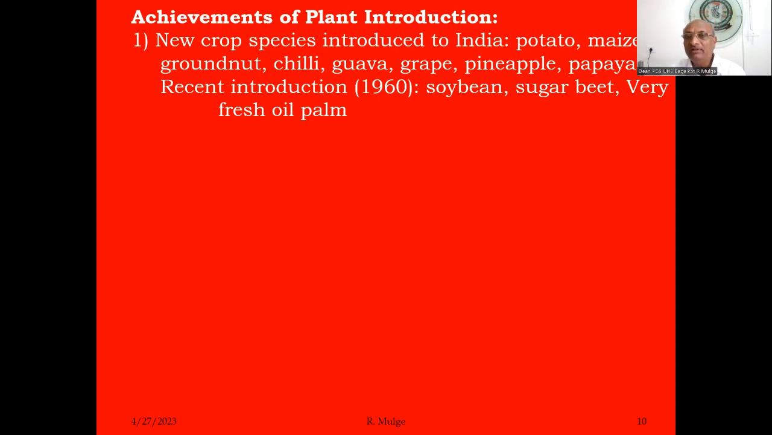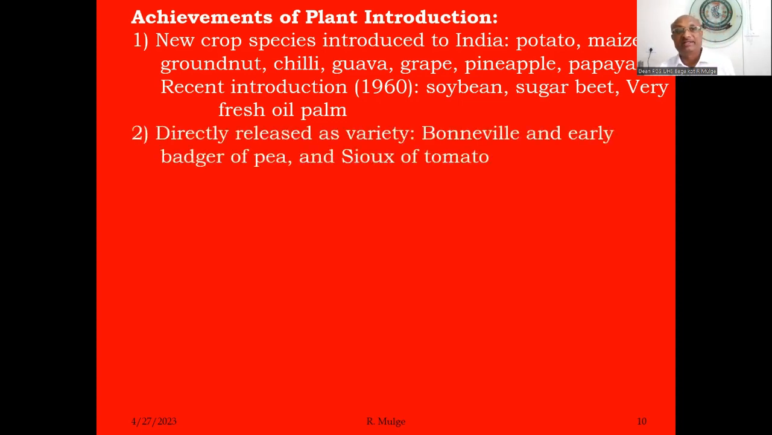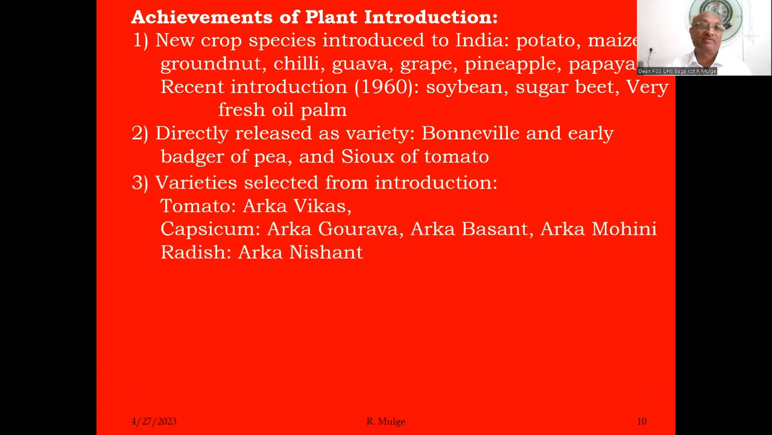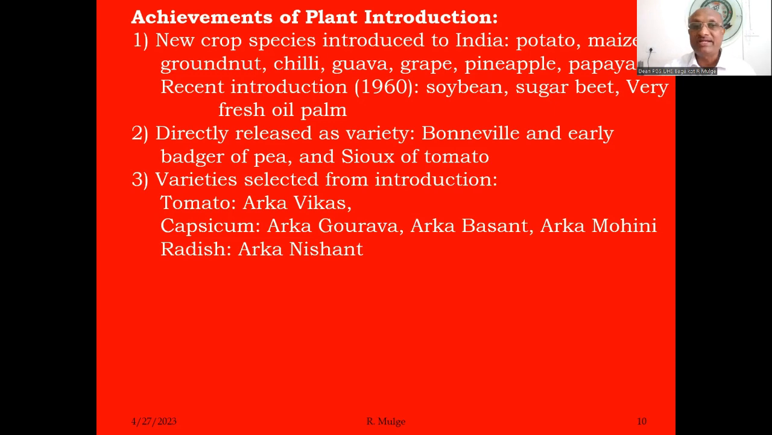I believe that whatever crop is not originated in India has been introduced, maybe a long time back. Even tomato, I told you, was not at all a crop before the 18th century. It was introduced. Like that, any crop which did not originate and has no diversity here was introduced. So plenty of crops and varieties are there. New crops have been introduced directly. Then directly released as a variety: Bonneville and Early Badger of pea and Sioux of tomato were straight away released as varieties for cultivation.